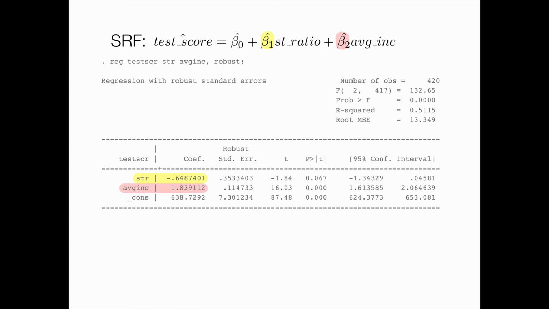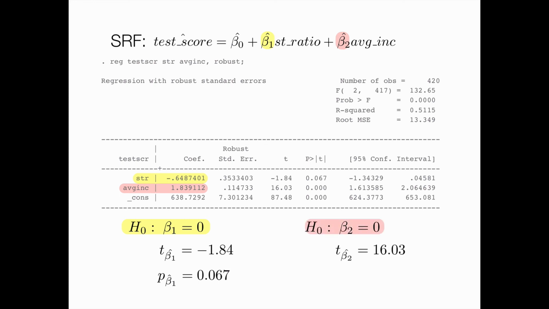Though this is a multiple regression, our significance tests on each coefficient is still simply a t-test. So, for beta 1, our null hypothesis is that beta 1 equals 0, and we have a corresponding t-statistic of negative 1.84 and a p-value of 0.067. Similarly, the null hypothesis for beta 2 is that beta 2 equals 0. We have a t-statistic of 16.03 and a p-value of less than 0.0001.